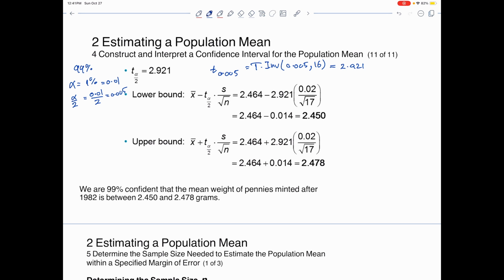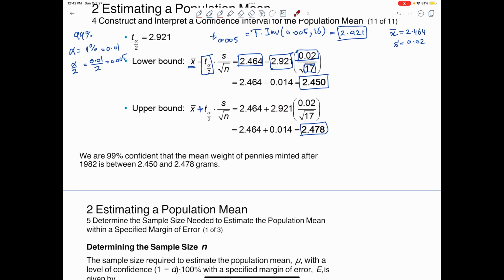What else do we need? We need the mean and the standard deviation, and we computed that from our raw data. We concluded that X bar is equal to 2.464, and the sample standard deviation S is 0.02. To compute the lower bound, we're going to say that is X bar, which is this number, minus t sub alpha divided by 2, which we computed right here, times S divided by the square root of the sample size. If you do the math, you will end up with 2.450. That is the lower bound of our interval. Similarly, you're going to compute the upper bound, except instead of subtracting, you're going to add, and you will end up with 2.478 as the upper bound.